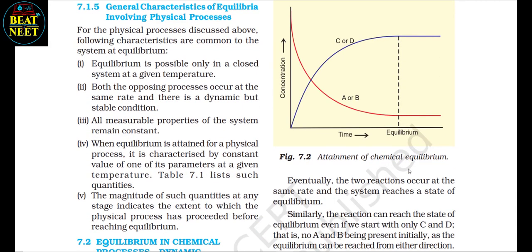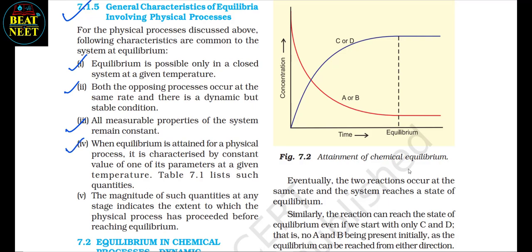7.1.5 General characteristics of equilibria involving physical processes. For the physical processes discussed above, the following characteristics are common to the system at equilibrium. Number 1, equilibrium is possible only in a closed system at a given temperature. Number 2, both the opposing processes occur at the same rate and there is a dynamic but stable condition. Number 3, all measurable properties of the system remain constant.